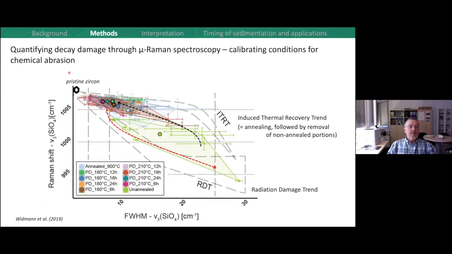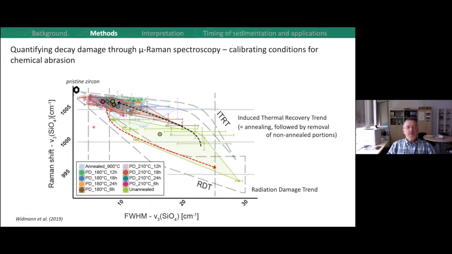This is how a pristine zircon without decay damage would appear in this diagram. Here there are two parameters coming from such an analysis. This is the Raman shift, or the Raman wave number. A pristine zircon would be at 1008, and this is the peak at 1008. This has a certain shape, the full width at half maximum. For a pristine zircon, this is a very sharp, high peak. And when it gets damaged, the peak gets lower and wider and wider.